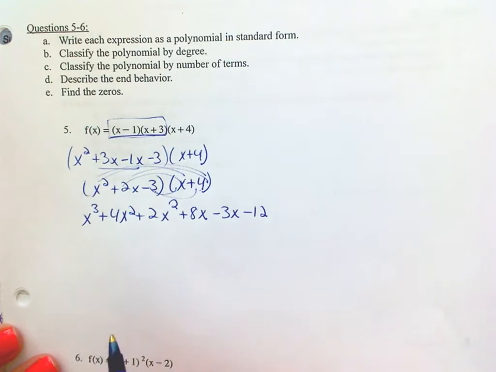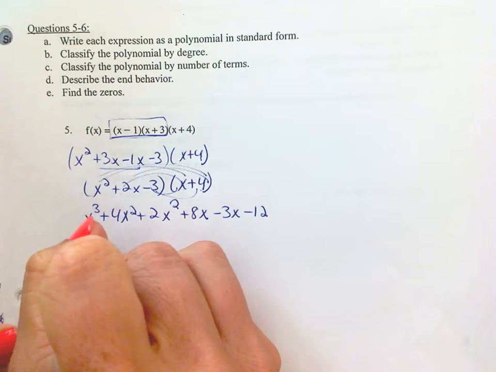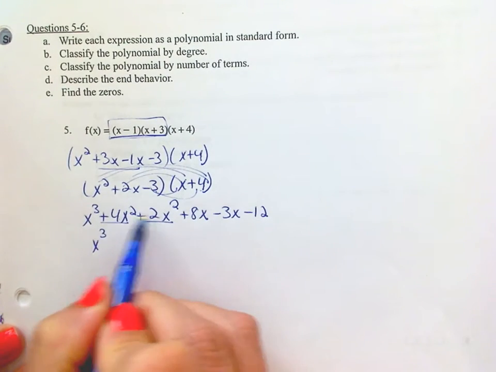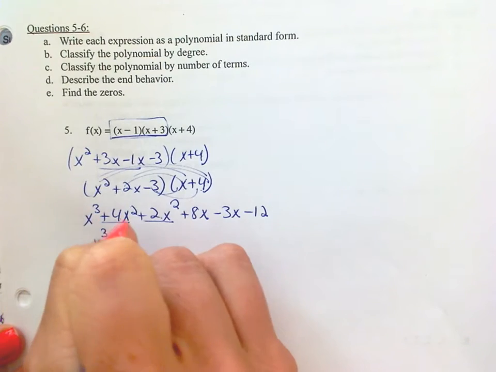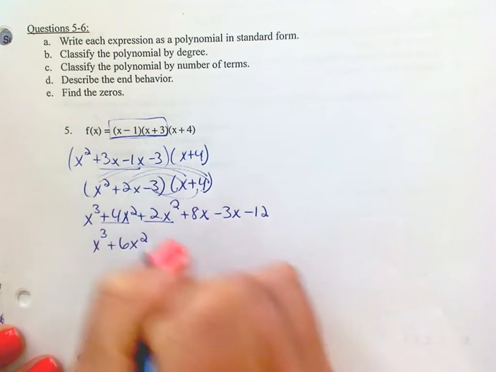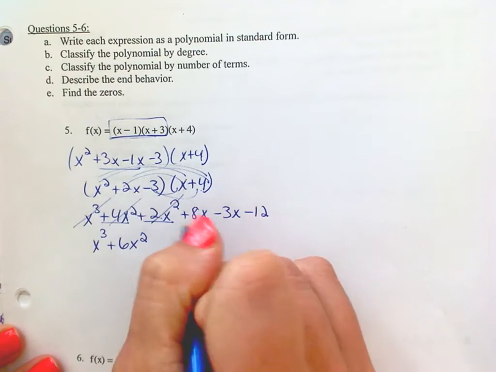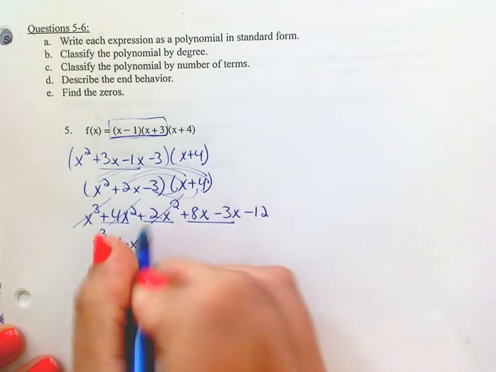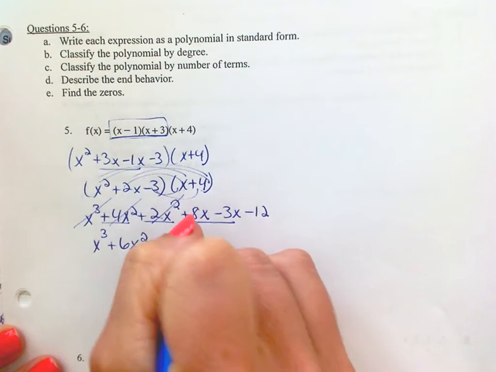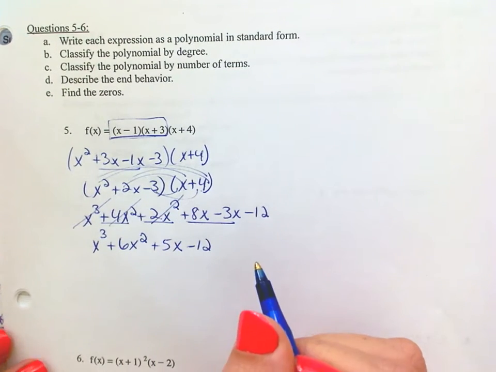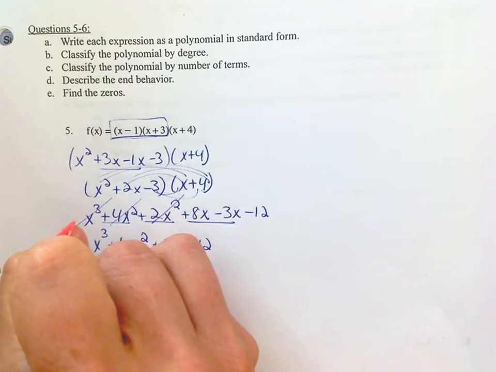And then standard form, you want to start with your highest exponent and work your way down. So we're going to start with x to the third. For your squares, they're both right here. That's convenient. Plus 6x squared. So we can mark these off. 8x minus 3x is positive 5x, and your constant term is a minus 12. So that is part A.